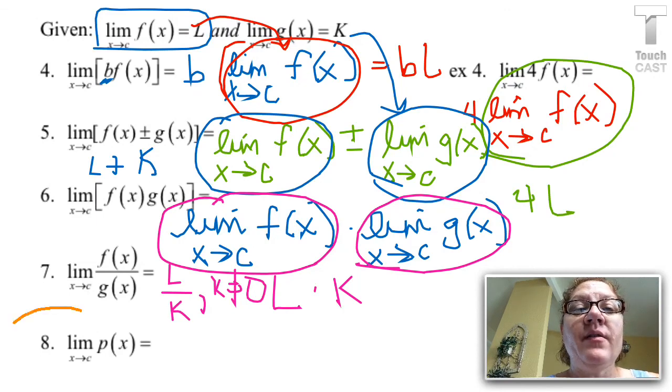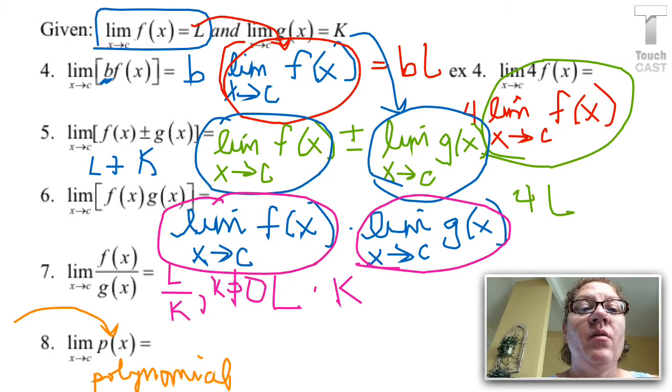And then last but not least, this p of x just represents a polynomial. And so if we want to know what happens when x approaches c, well, we really just get the value of the polynomial at c.